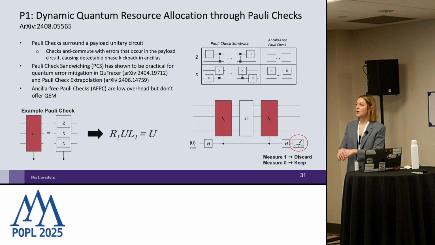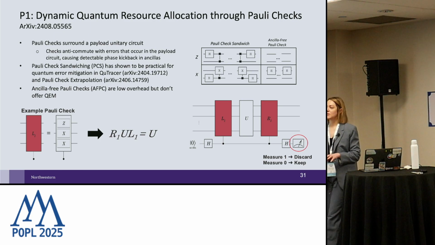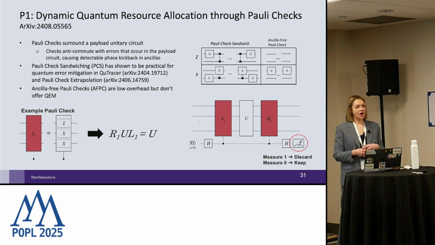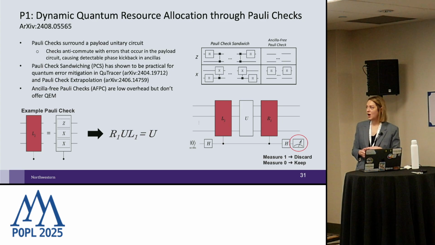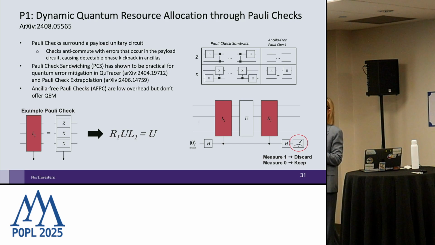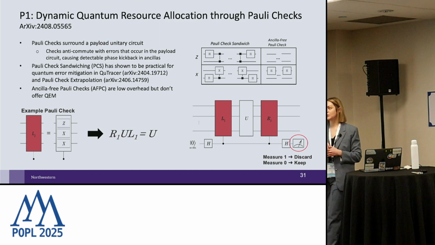So we were guided by this new body of work. We've been doing a lot of work with polychecks, and what a polycheck does is a clever way to leverage phase kickback in order to do error detection. You can have its polycheck sandwich implementation. You can have an ancilla-free polycheck, although the ancilla-free version doesn't allow the benefit of quantum error mitigation.